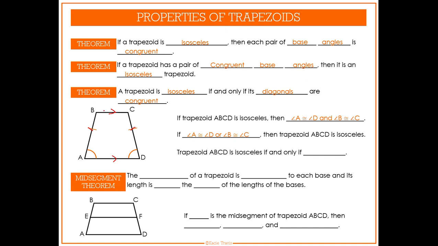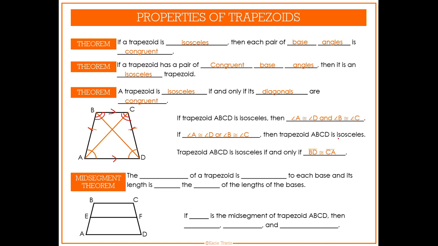Those two are also going to be congruent. Now, the reverse is also true: if we see these angles are congruent, the trapezoid is isosceles. And finally, if these two diagonal lines from B to D and from C to A are congruent, that means that this is isosceles as well.